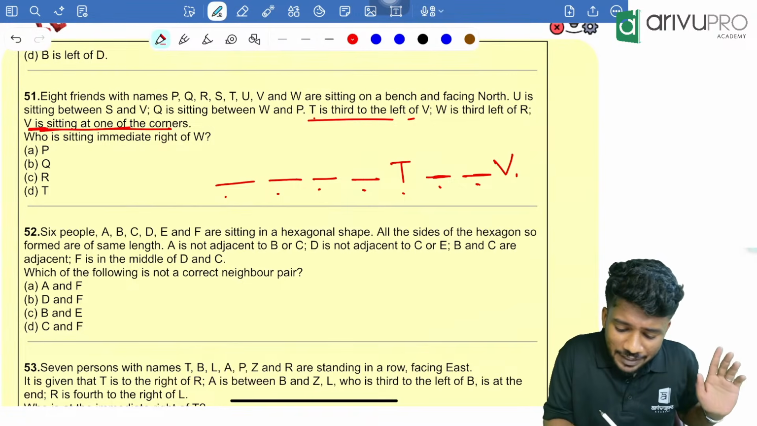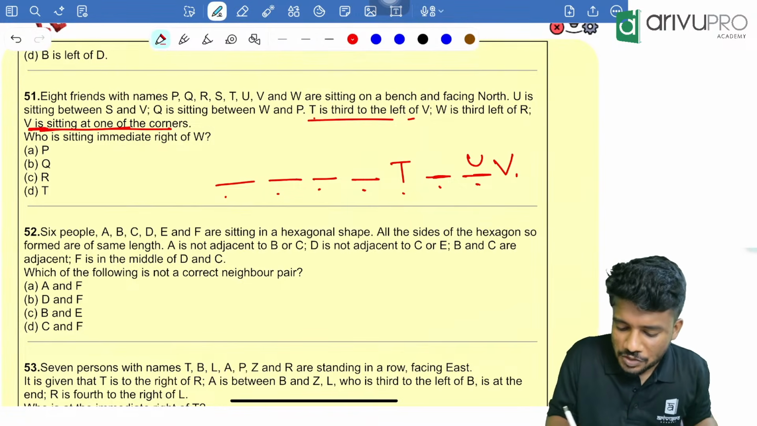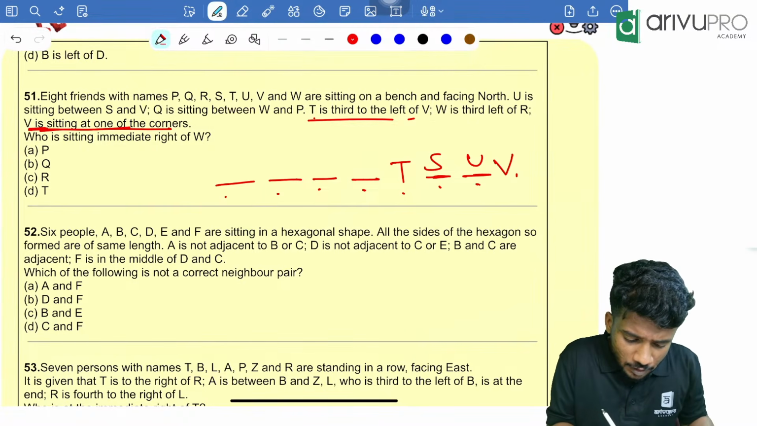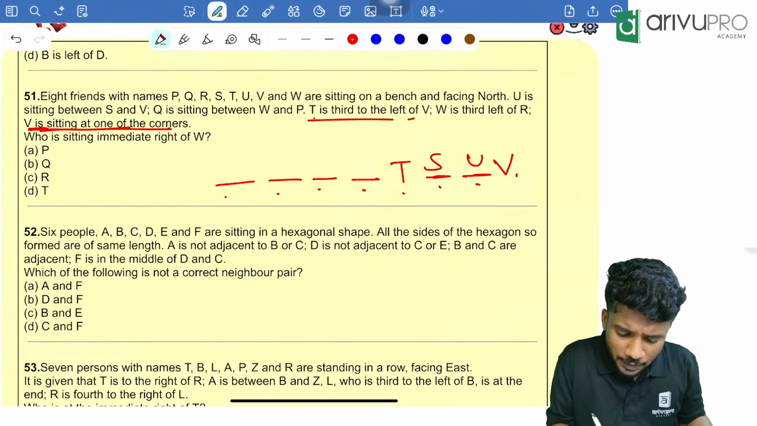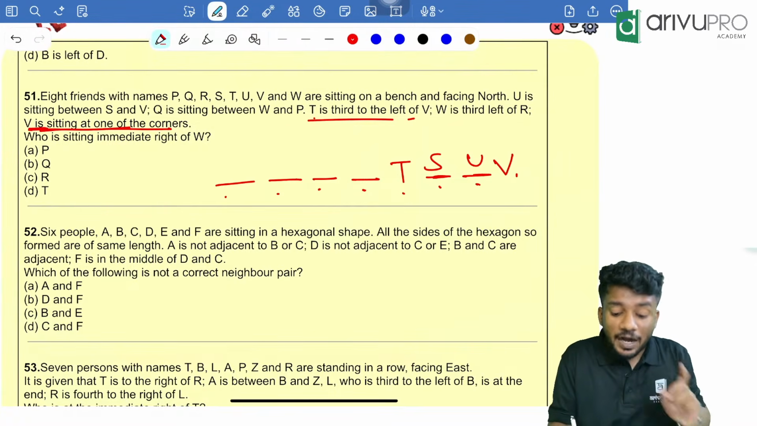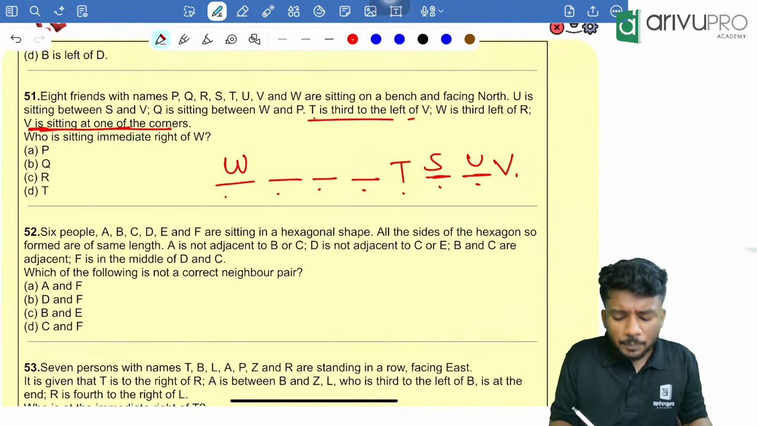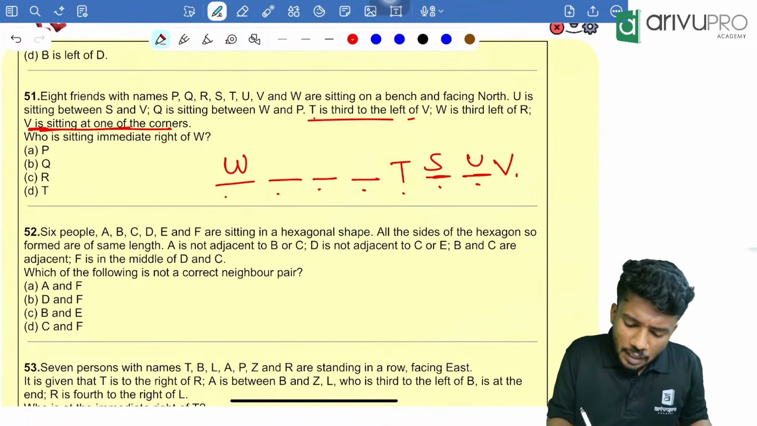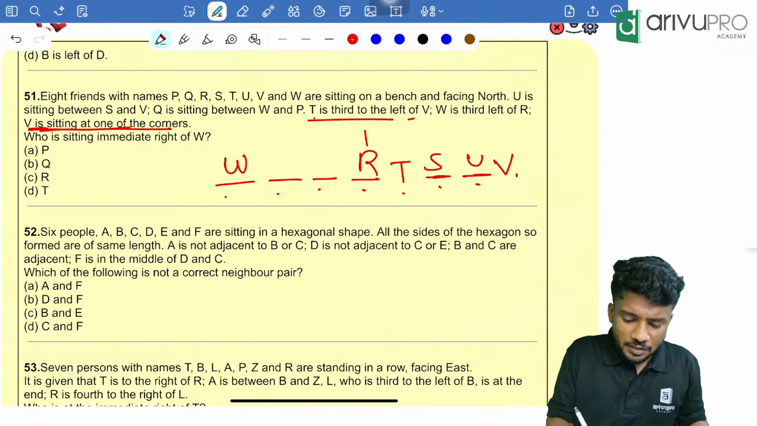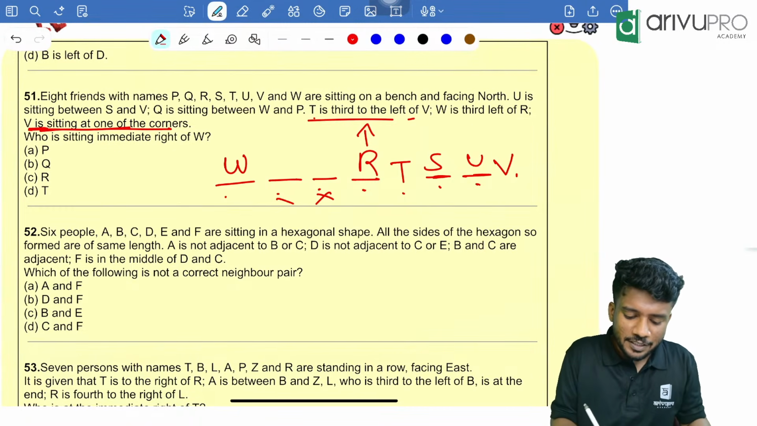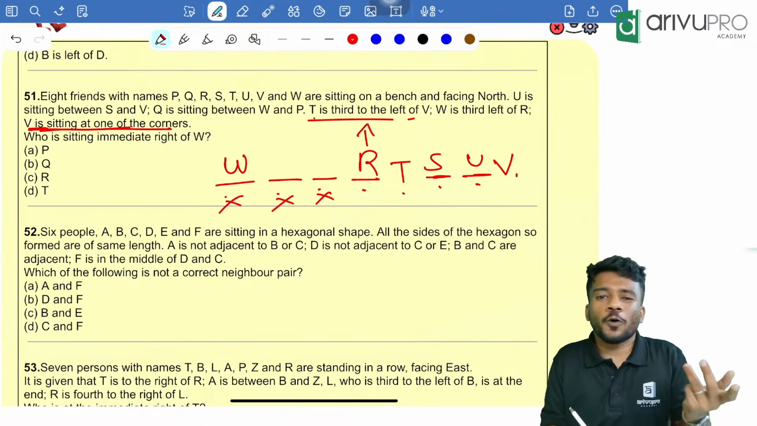U is sitting between S and V. Another connection. Then Q is sitting between W and P. T is third left of V. W is third left of R. People, look here. Now, if I write W over here, if R is over here, now tell me, W is third left of R. First left, second left, third left. This is the only possibility.